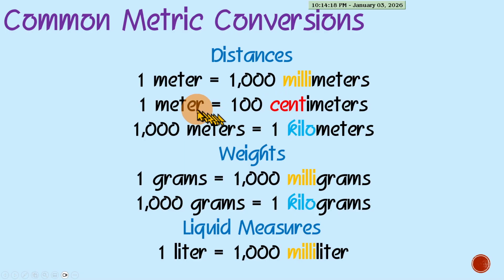We have 1 meter is equal to 100 centimeters. There's a conversion I neglected to put here, and that is 1 centimeter is 10 millimeters. Please, hopefully you remember that if it comes up. And then, of course, kilo is 1,000. This is the larger quantity. We need 1,000 meters to give us a kilometer, and 1,000 grams to give us a kilogram. I put S on the end here. I should not have done that because this is singular.